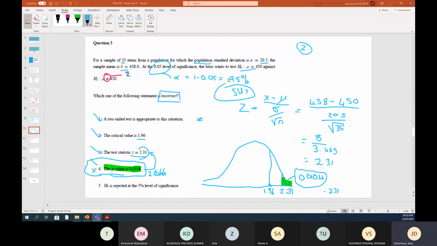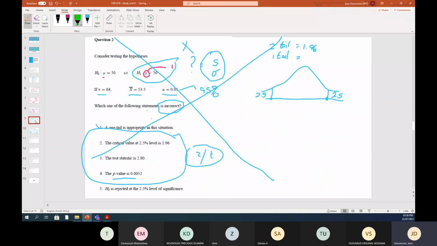Okay, so let's quickly look at this again. So we're dealing with a two-tail. So how big is that area? Also 0.0104. Okay, so when we are working out the p-value, in a two-tail, whatever this value is, we will need to multiply it by 2, because on this side there is also a piece.